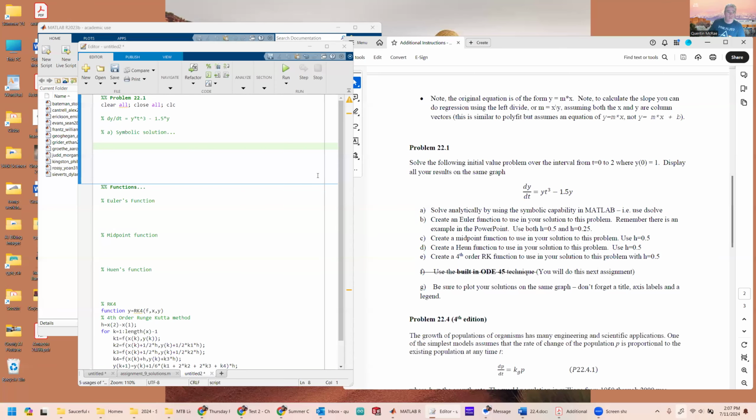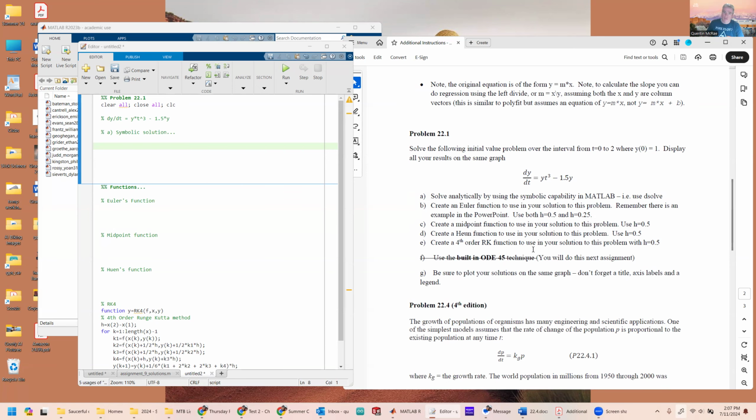Okay, we're going to look at problem 22.1 mostly because I want to go through it kind of quickly and make sure we're all on the same page with using these functions moving forward. So big picture, what we're doing is we're coming up with functions that solve differential equations. On a high level, that is what it means to solve a differential equation.